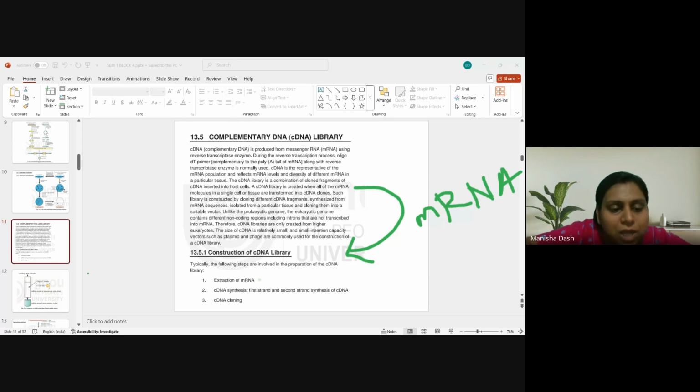So what are the steps of constructing a cDNA library? You can extract the mRNA. Then using the mRNA as a template, you can construct cDNA, that is the complementary DNA. Then the complementary DNA can be used to form the second strand of the DNA, and you can make multiple copies of that DNA and store it in a vector, and ultimately you can store it in bacterial cells or in other types of host cells.